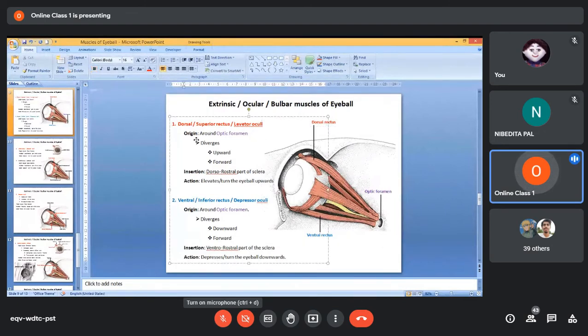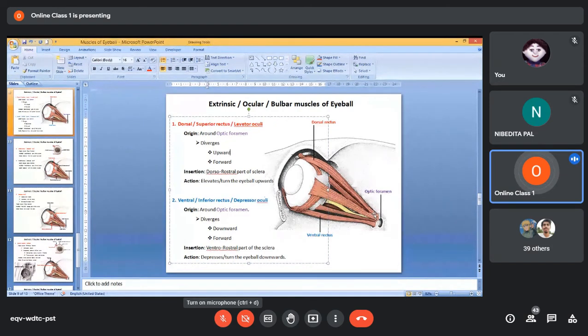Okay, so the origin of the muscle, you see, is around the optic foramen. If you trace this muscle, it is coming from around the optic foramen. Remember, the origin is around the optic foramen. Its course, after its origin, this dorsal rectus muscle, diverges outward, upward, and forward. From here it originates and diverges out. All the muscles are bundled up near the optic foramen, and from there they diverge out.